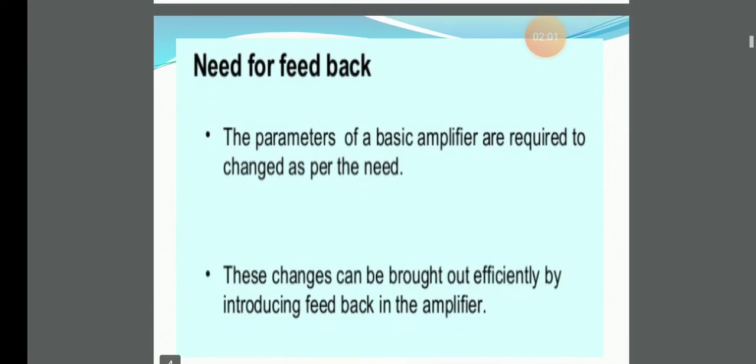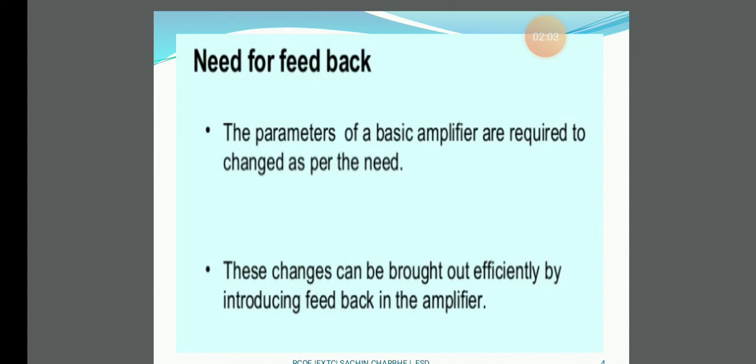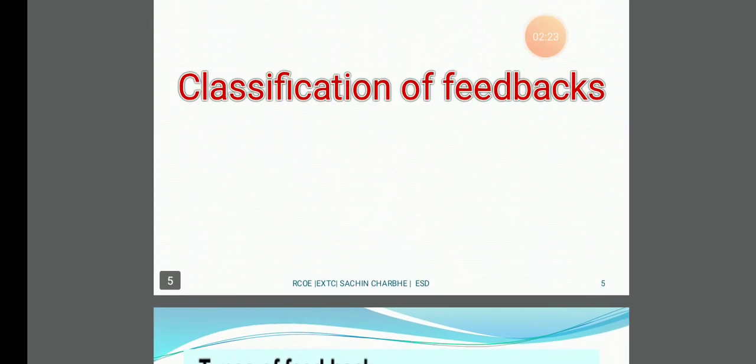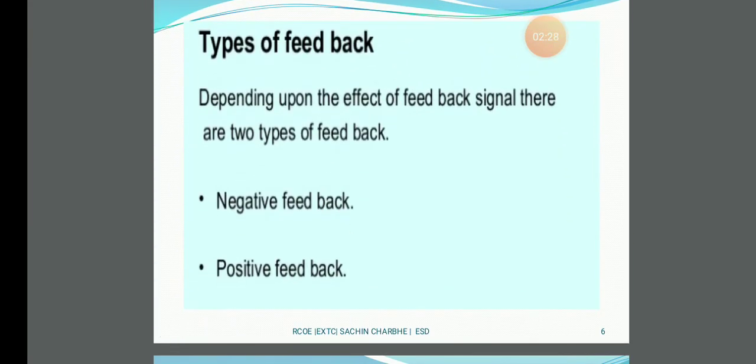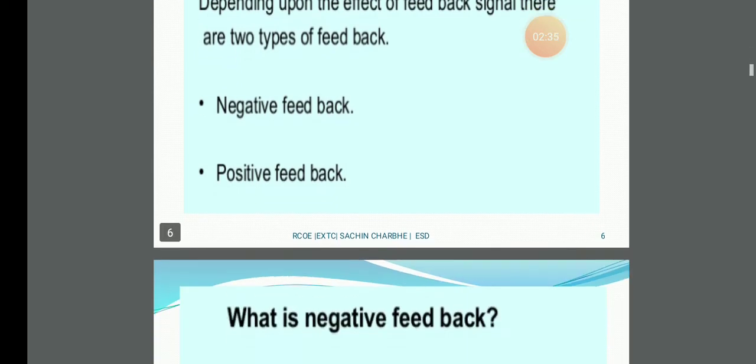Then what is the need for feedback? The parameters of a basic amplifier are required to change as per the need. We can change the feedback, how much feedback we require. These changes can be brought about efficiently by introducing feedback in the amplifier. Now the classification of feedback. We have already seen there are two types, negative feedback and positive feedback. According to these, we can select amplifiers and oscillators.